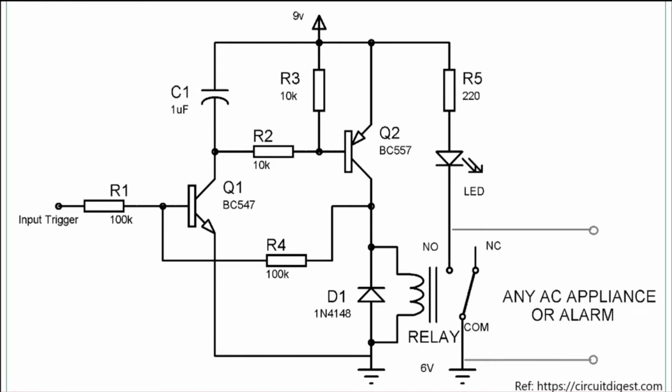Now the alarm or the device connected to the relay will remain on until the power is reset, or a reset push button can be added to this circuit to break the latch state. This button would connect the base of the transistor Q1 to the ground, which turns off the Q1 and Q2 transistors and breaks the latch. Now, if we don't want to latch any AC appliances and just want to turn on the LED or a buzzer, we can simply remove the relay and connect the LED directly in place of the relay with a resistor.